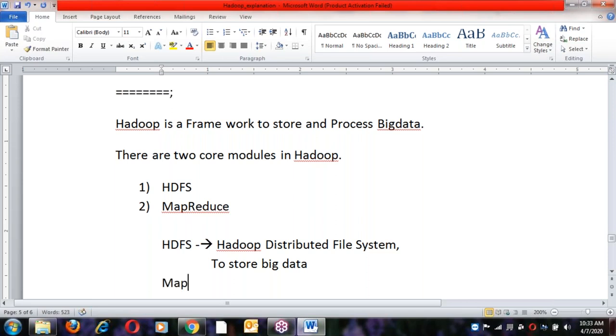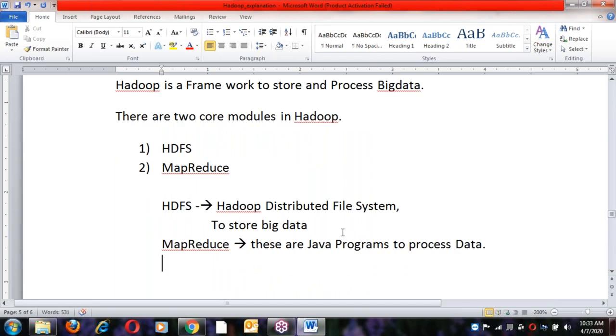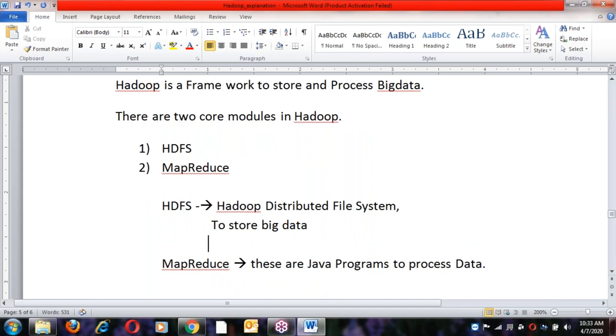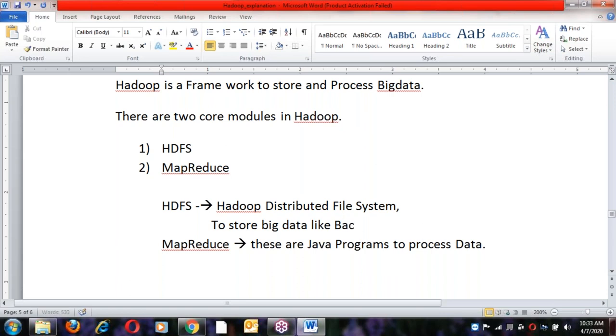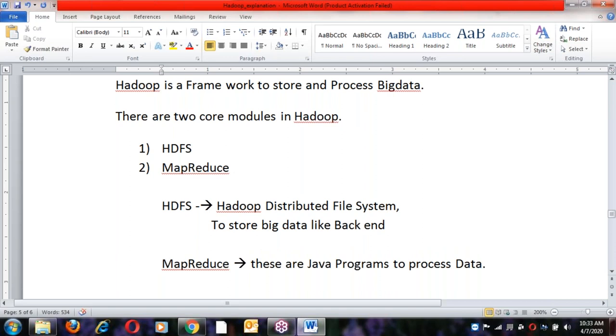Next, MapReduce. So what is MapReduce? These are Java programs to process data. HDFS stores big data, working like a backend. MapReduce are Java programs to process data, like a front end.